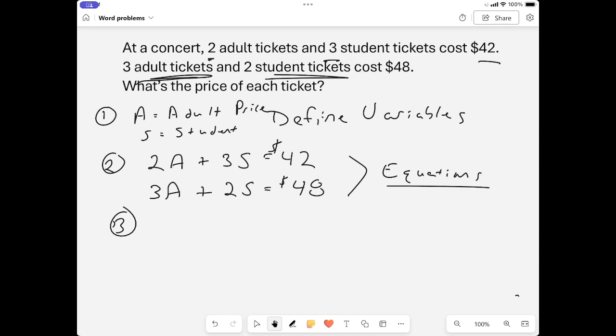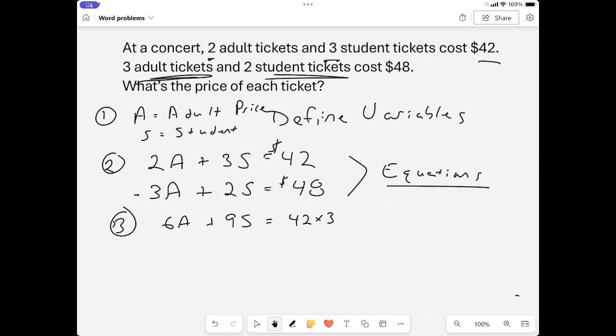So it's going to give me 6a, I'm multiplying the whole equation by 3, plus 9s is equal to 42 times 3. I'm just going to write it like that, because I don't know in my head what that is. All right, now I'm going to say this.